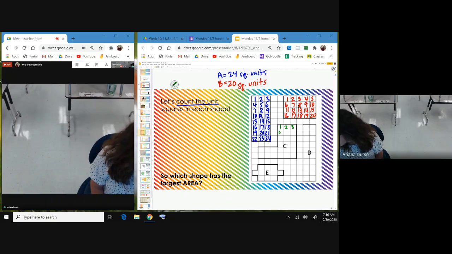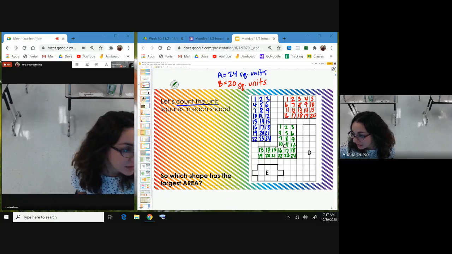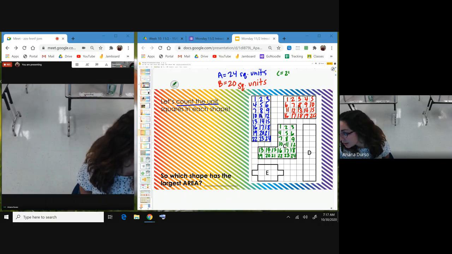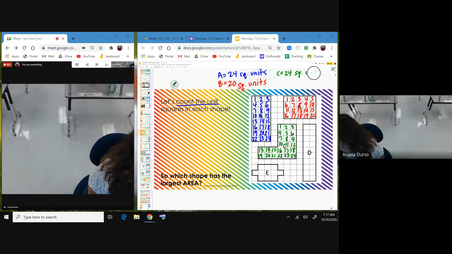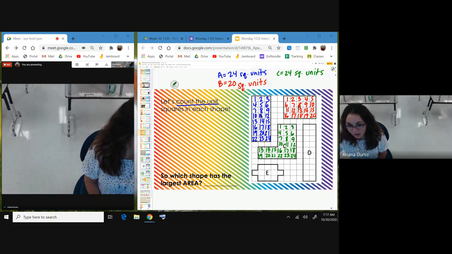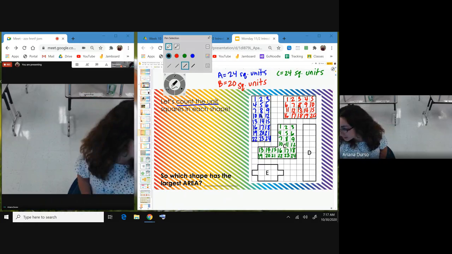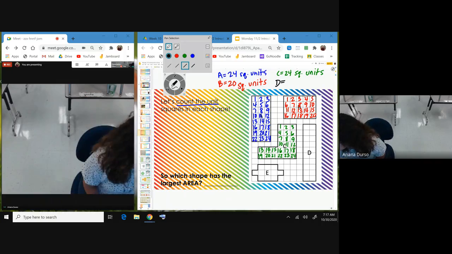1, 2, 3, ... 20, 21, 22, 23, 24. So C, that's 24 square units. Oh, ugly handwriting. 24 square units. Let's look at D. And then we'll just have one more.